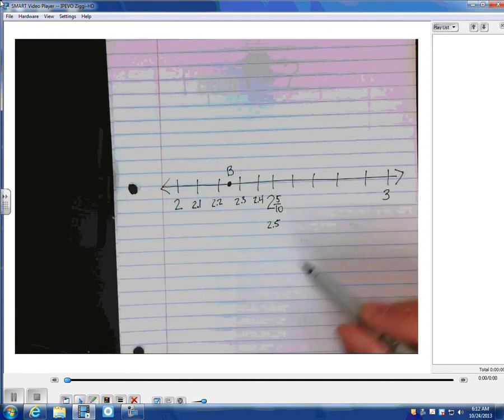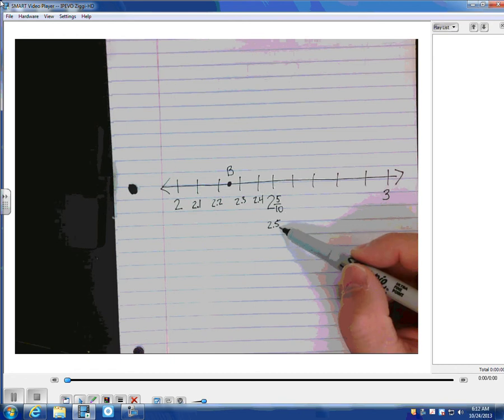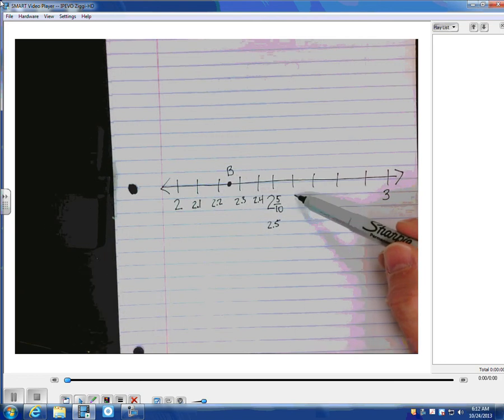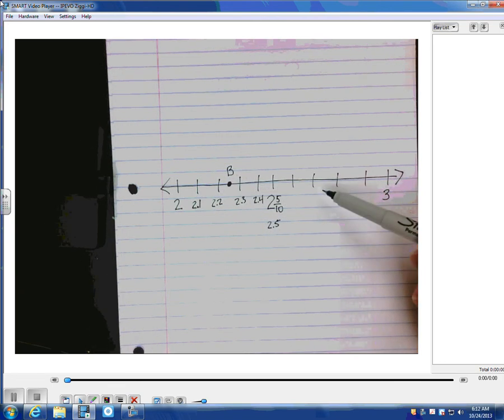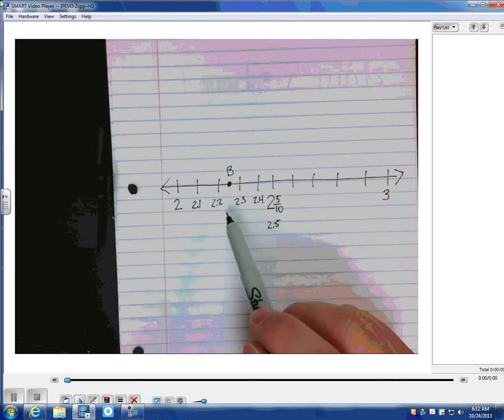Remember we talked how we write the fraction just like we say the decimal. So this is 2 and 5/10. So you write it as 2 and 5/10. Okay, so you get the idea. This would be 2 and 5/10, or 6/10, 7/10, 8/10, 9/10, and then you get to the whole number 3 again. All right, so we're back to where we were at the problem on the front.